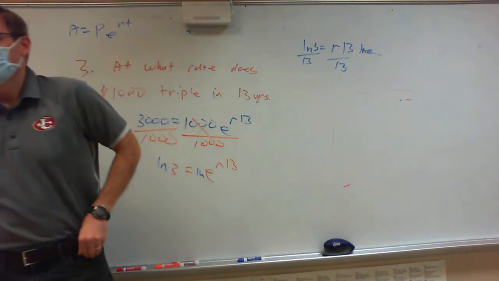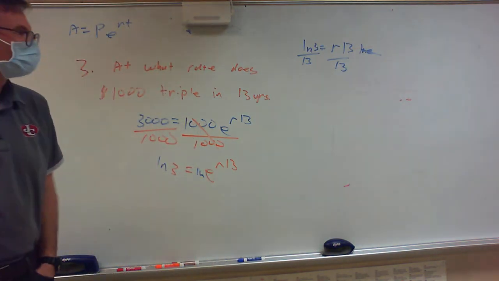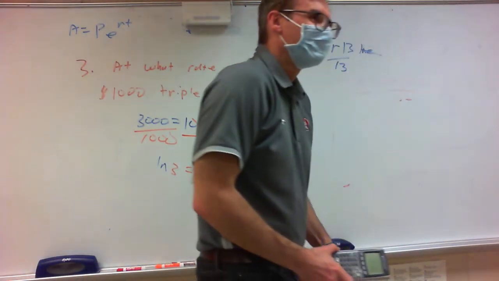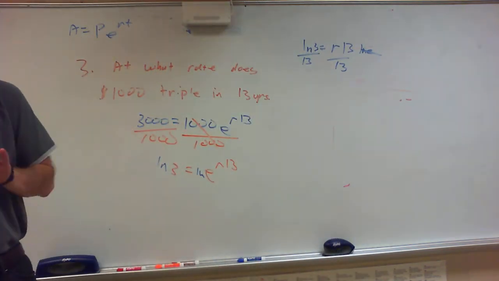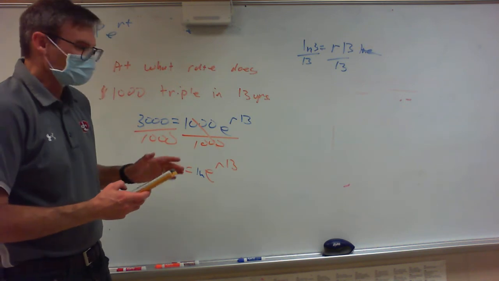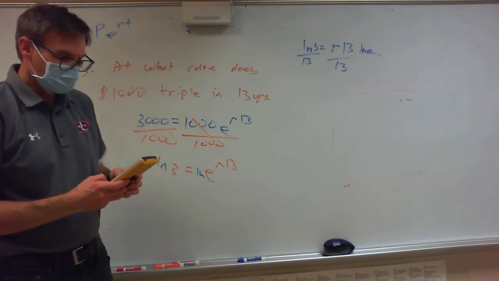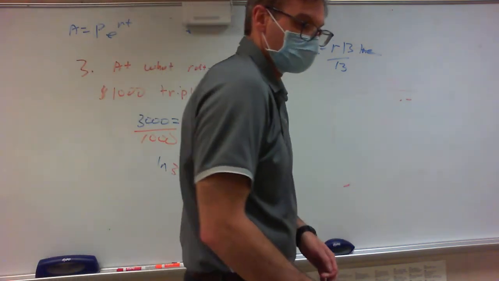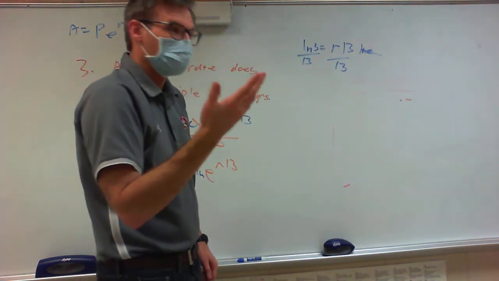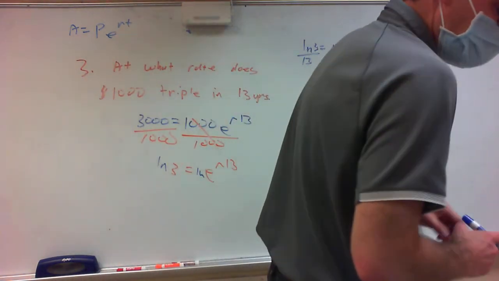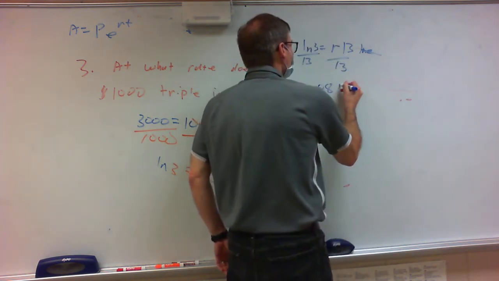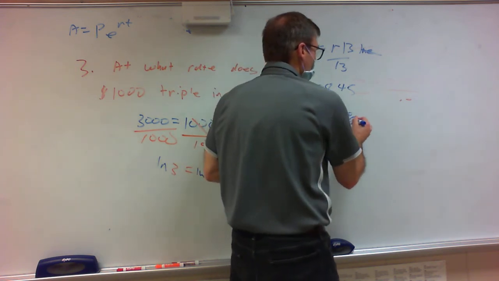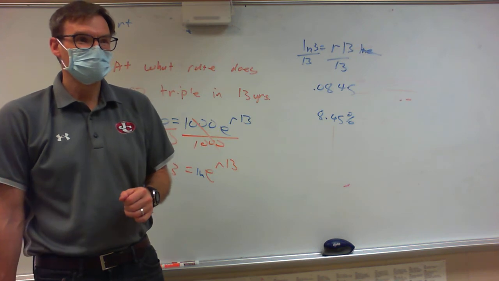And so what interest rate? This will be a big interest rate. To triple in 13 years doesn't happen. So if you're saying, well, that's a big rate, let's see, what do we have? So what is that going to be? Natural log of 3 divided by 13. Actually, that's not too bad. What's your interest rate? 8.45%. Yeah. When you type this in, you get 0.0845, right? So the interest rate is going to be 8.45%. Does this make sense?